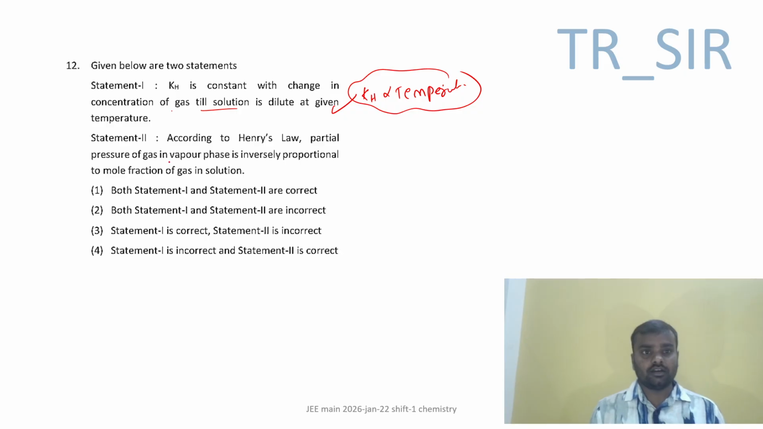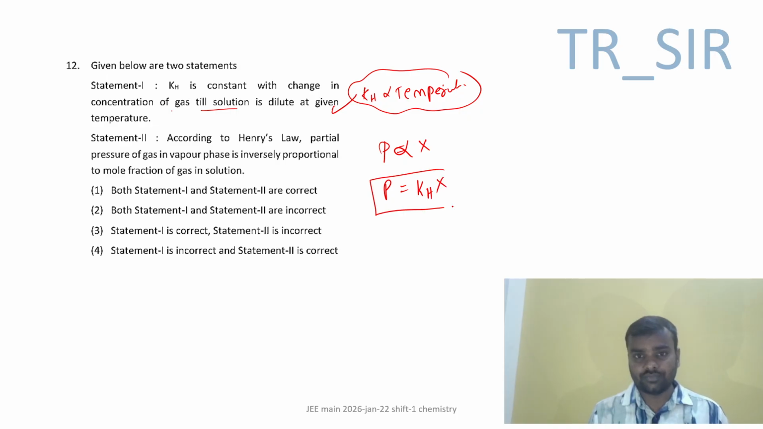Now, according to Henry's law, the partial pressure of a gas in the vapor phase is inversely proportional to the mole fraction. Henry's law says pressure is proportional to solubility or mole fraction. If I remove the proportionality, we get the Henry's law constant, KH into X. So pressure is proportional to the mole fraction of a gas. It is not inversely proportional, but directly proportional. Statement 1 is right, 2 is incorrect. That is option C, the right answer.